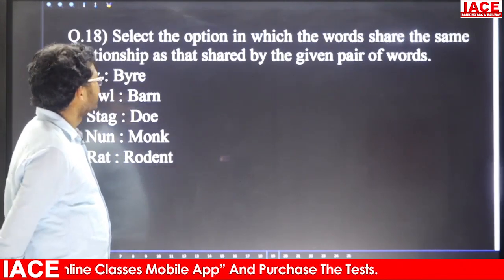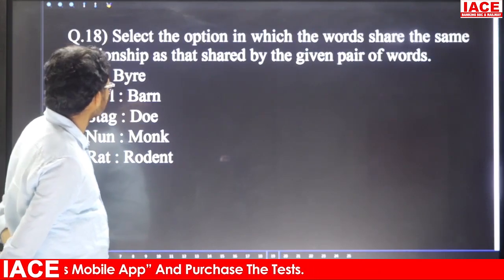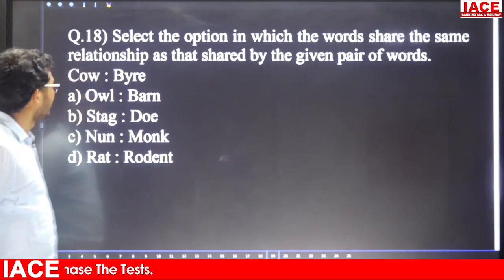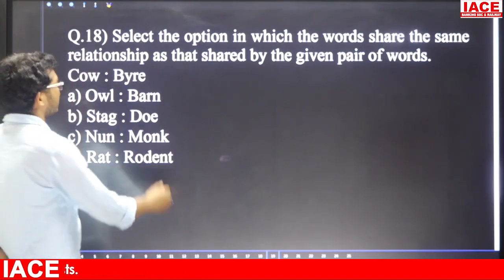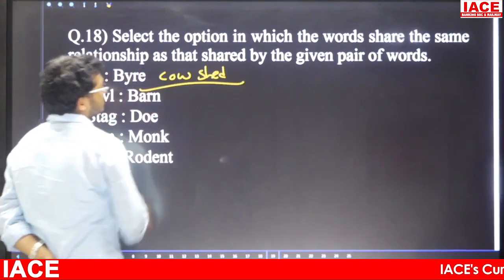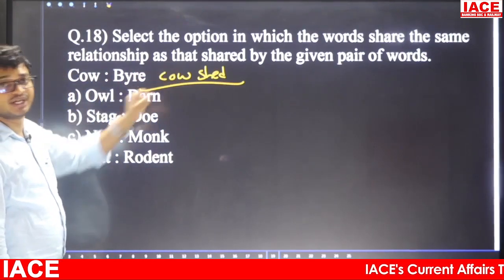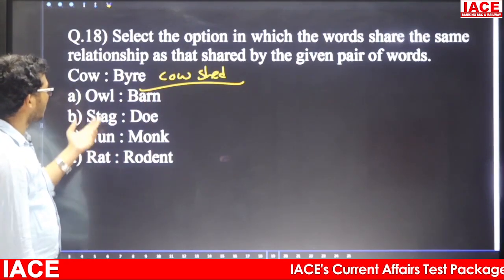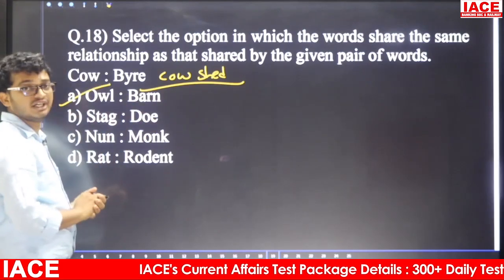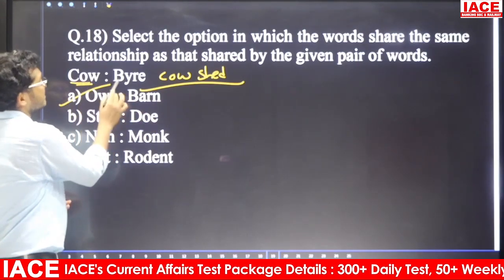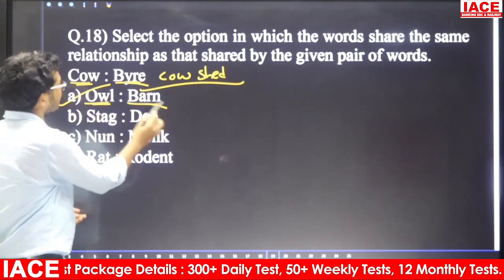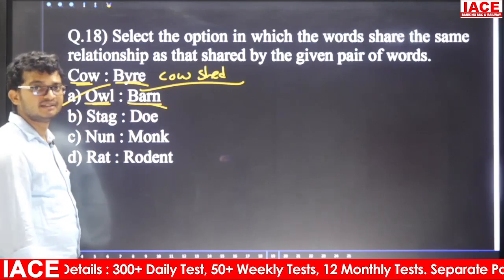Question number 18. Select the option in which the words share the same relationship that is shared by the given pair of words. Here cow is related to Bairi. What does Bairi mean? Cow shed, where the cow can live. So here Bairi means cow shed. In the same manner, here the wall. What is the meaning? Here the shed name is barn. So answer is Option A. Cow shed is Bairi. In the same manner, resting place is barn. So answer is Option A.